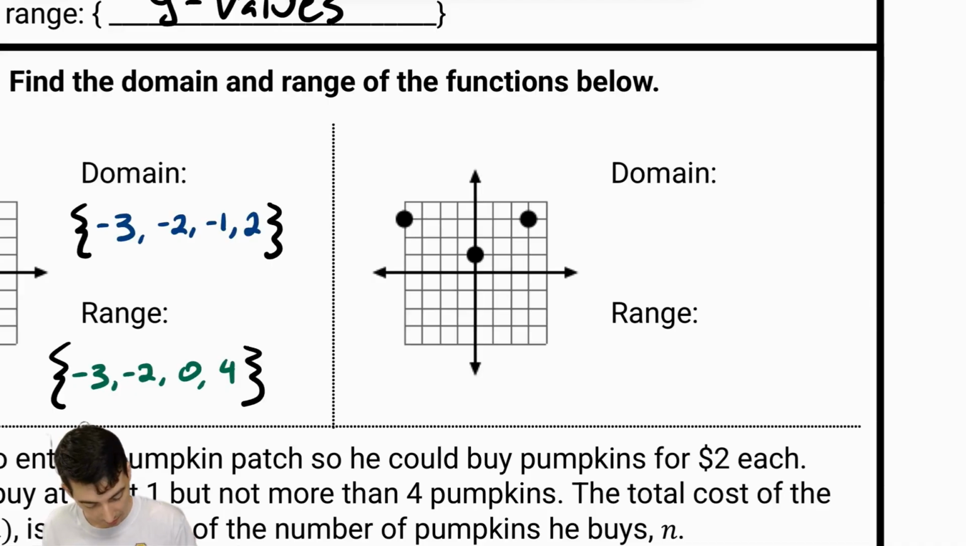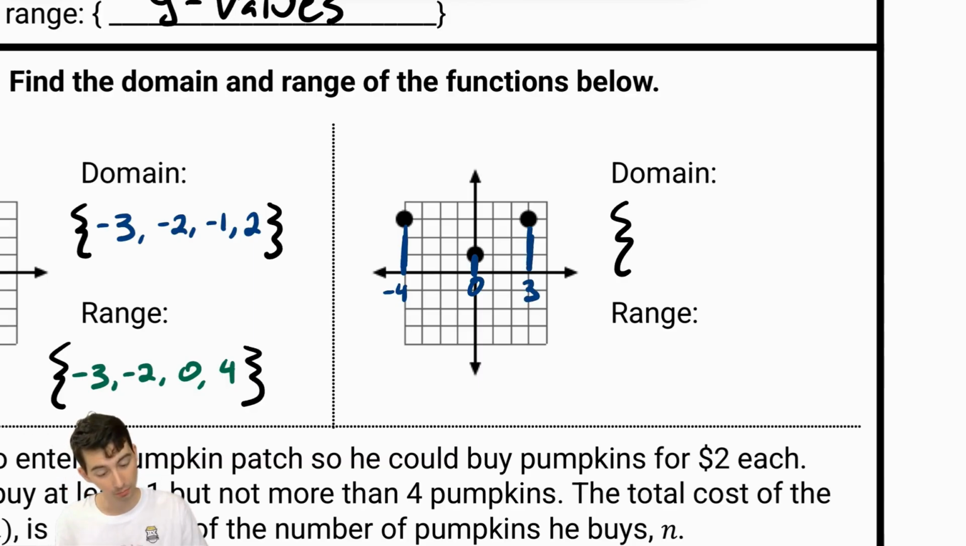This time my domain, let's make my set again. My first point is right here at -4. My second one on the x-axis, since it's on that y line, is 0. And this one would be +3. So going from left to right, or smallest to greatest, I've got -4, 0, 3.